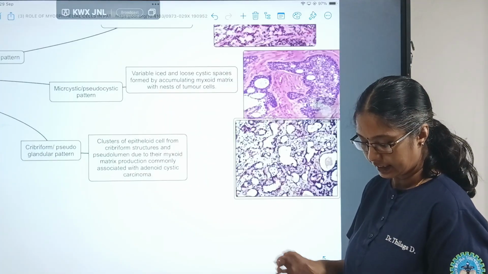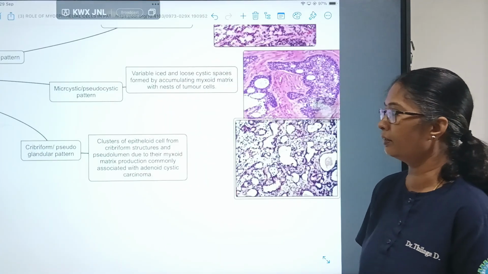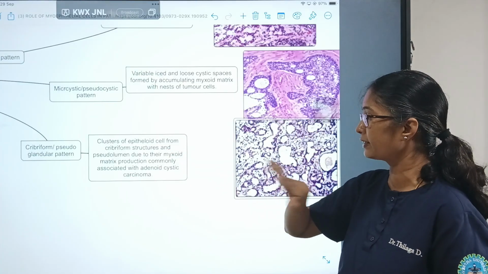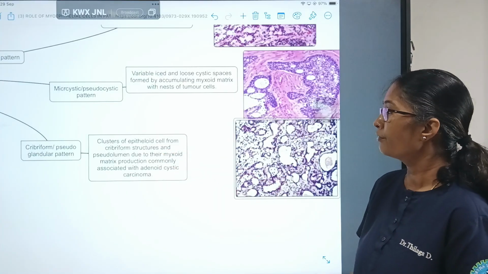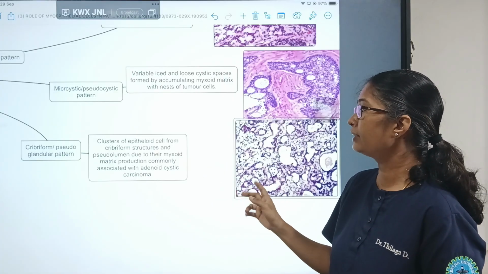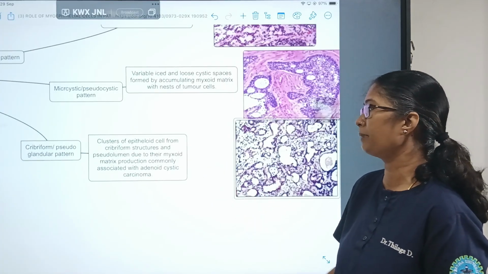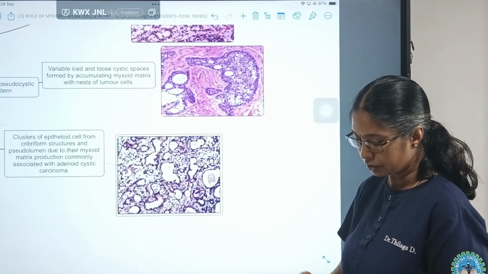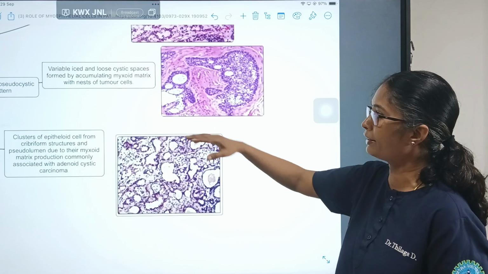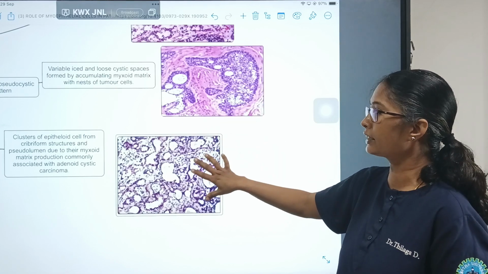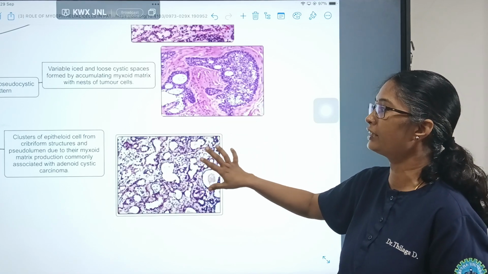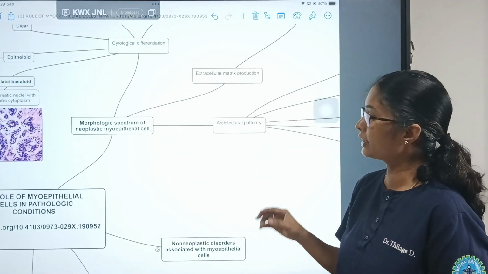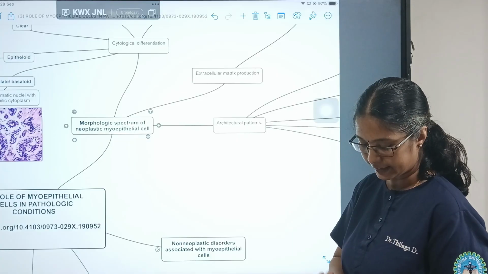And the last one is the cribriform or pseudo-glandular pattern. We know what pseudo-glandular is, where there is no canalicular formation and the epithelial cells are present. Clusters of epithelioid cells form cribriform structures and the pseudo-lumen due to the myxoid matrix production, commonly associated with adenoid cystic carcinoma. So here we are able to see the different types of carcinomas and different patterns seen histologically, which is very important in identifying the type of tumor depending upon the patterns. So that is the morphologic spectrum of neoplastic myoepithelial cells.